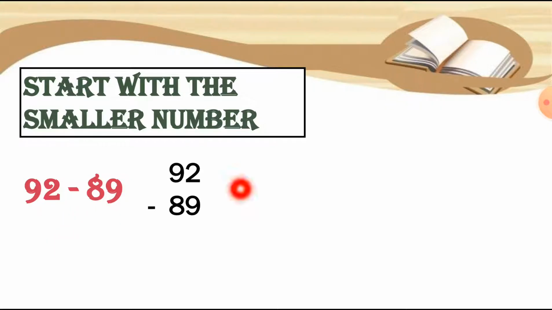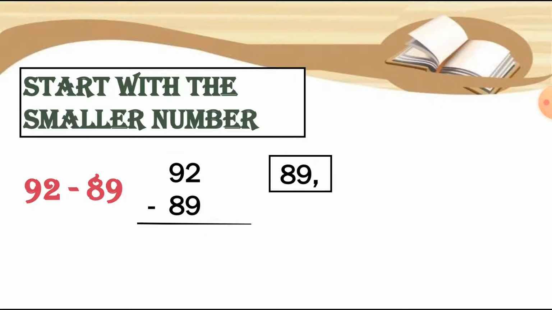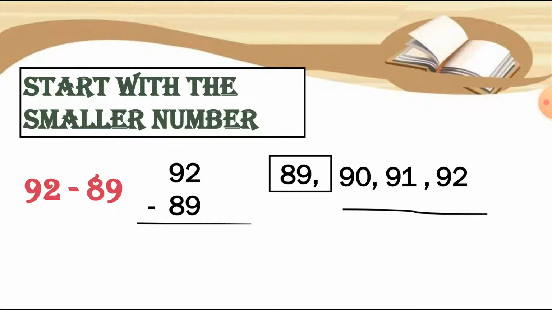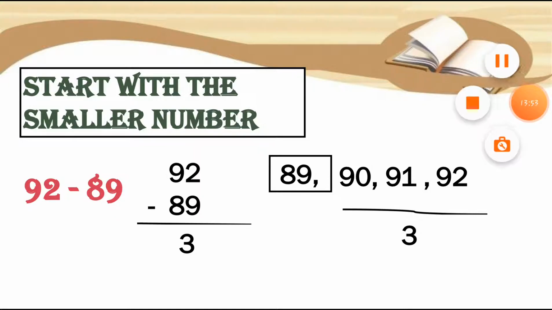We write it in the sum format first and start with the small number, which is 89 here. We count till 92. Starting after 89 we get 90, 91, 92. So students, here we are going forward 1, 2, 3. So the answer is 3 steps. If you cut 89 from 92, you will get the answer 3 only. This way we can solve subtraction by using counting forward.